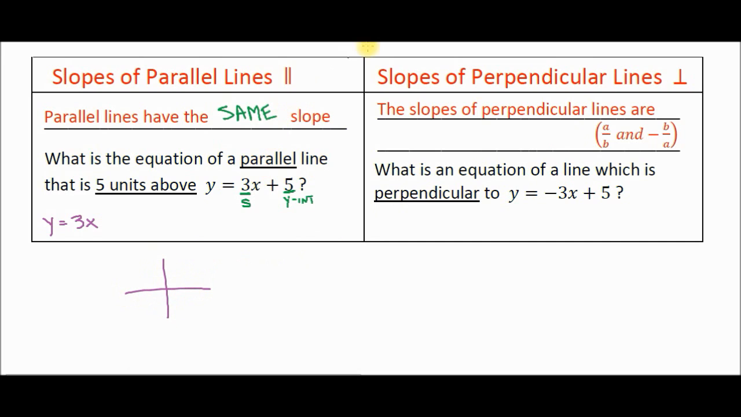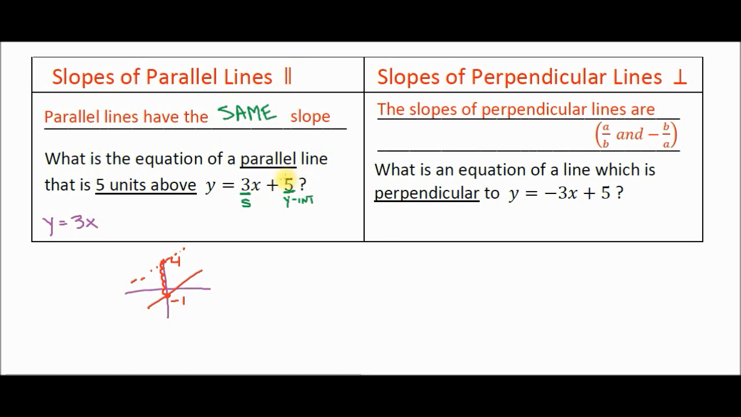If I have a coordinate grid, and I'm just going to go ahead and plot a line on there, and let's say that this line crosses the y-axis at -1, and I want the line to be 5 units above that. All I do is count 1, 2, 3, 4, 5, and that point right there is now going to be at y equals 4. Think about it. From -1 to 4, that's 5 units that we moved. The slope is going to be exactly the same.